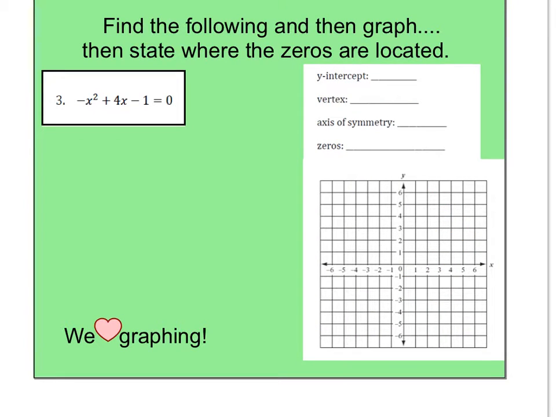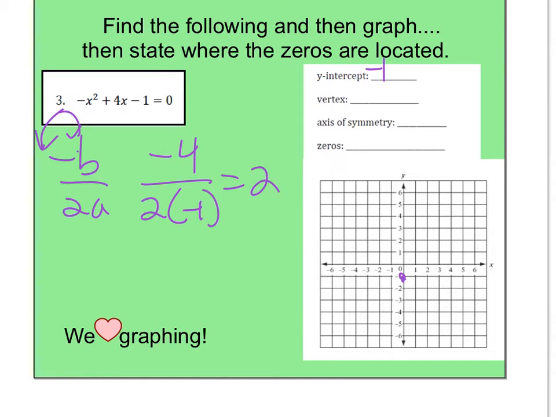Here, the negative x squared tips me off that it's going to open down like this. My y-intercept is still going to be negative 1, so it's going to open up, and it's going to touch right there. Negative b over 2a is going to be negative 4 over 2 times negative 1. So that's going to be 2.